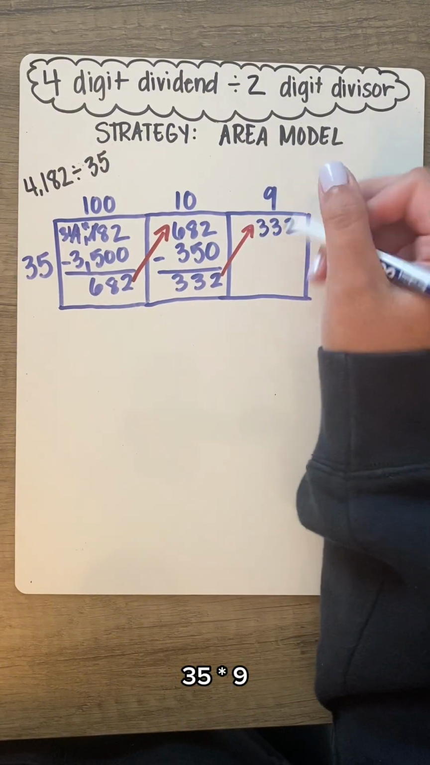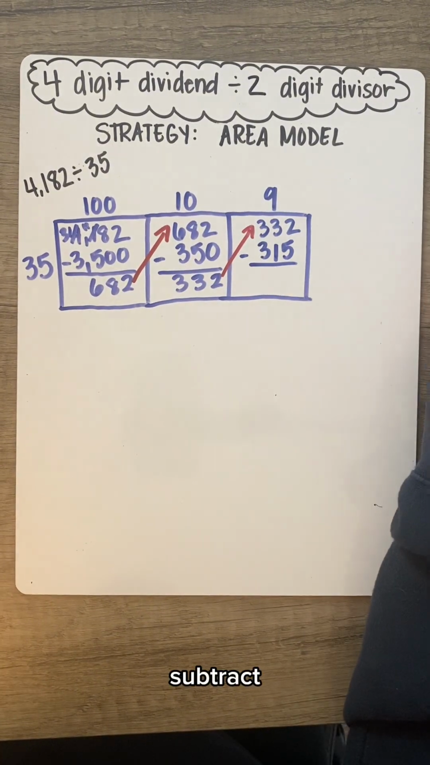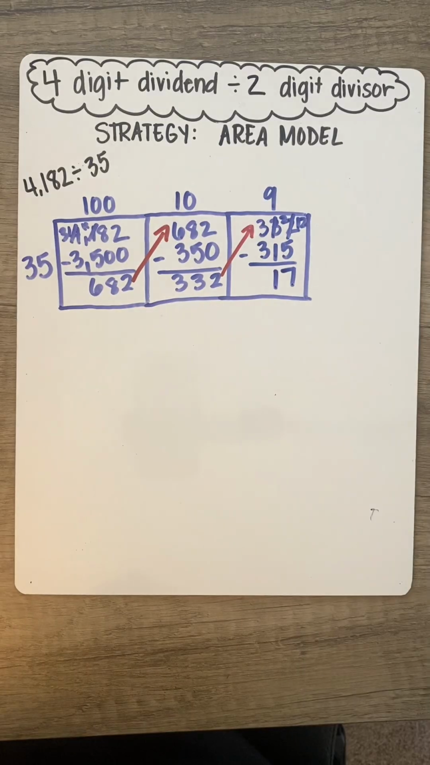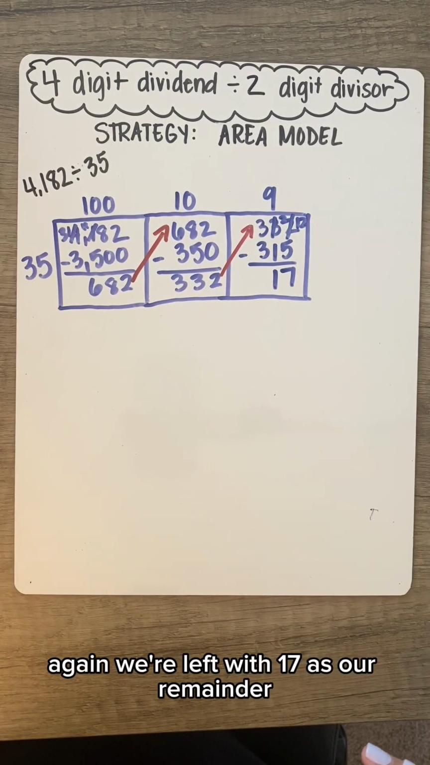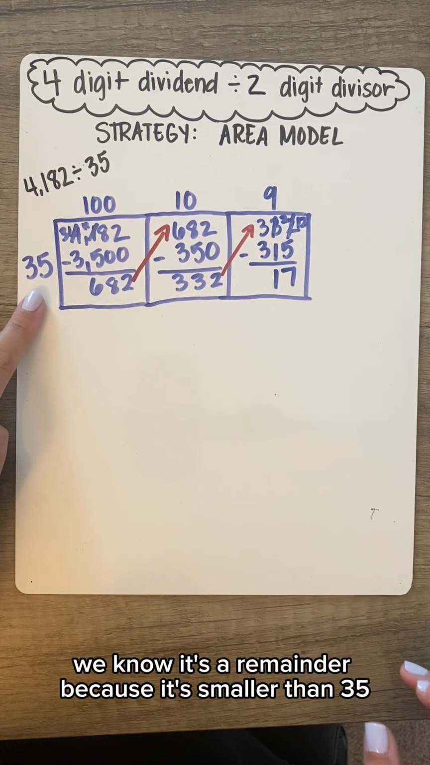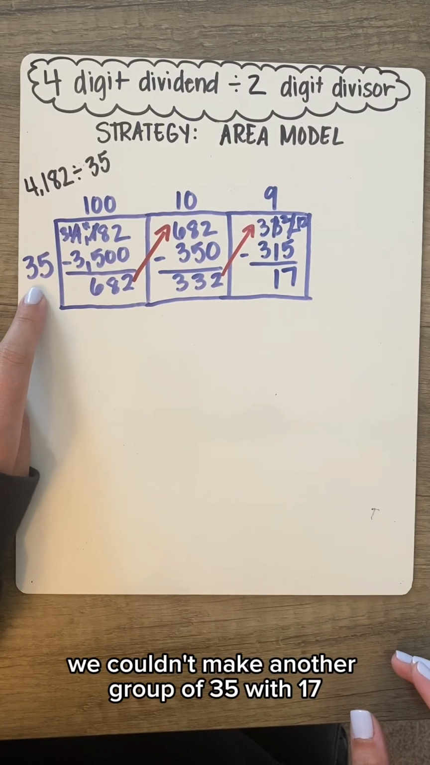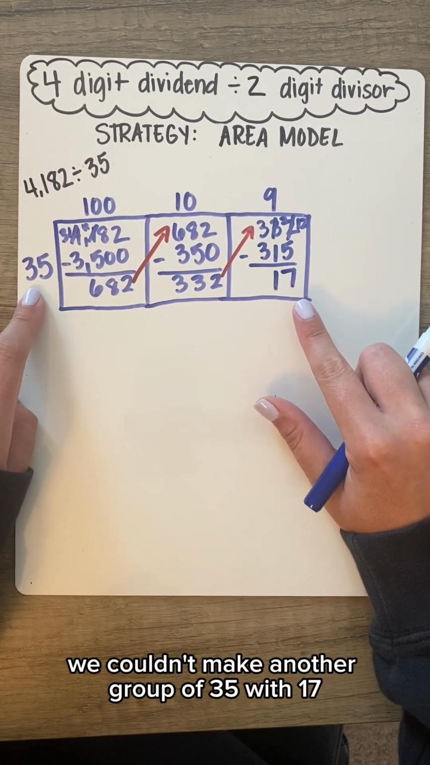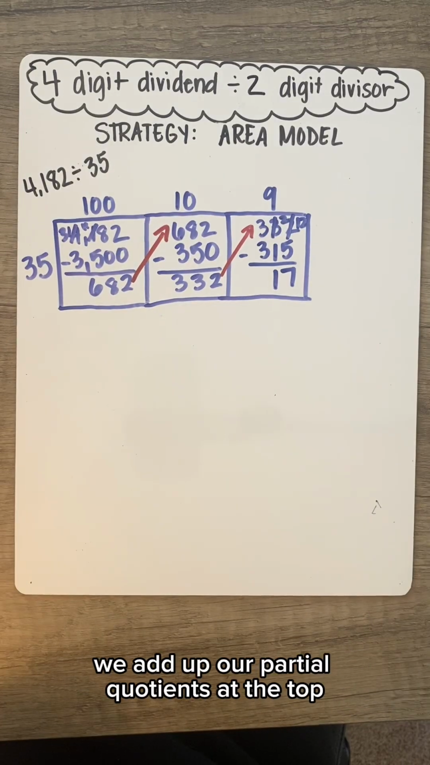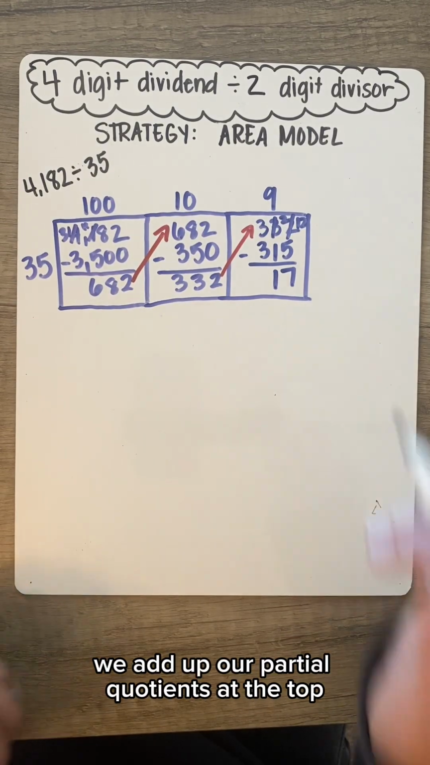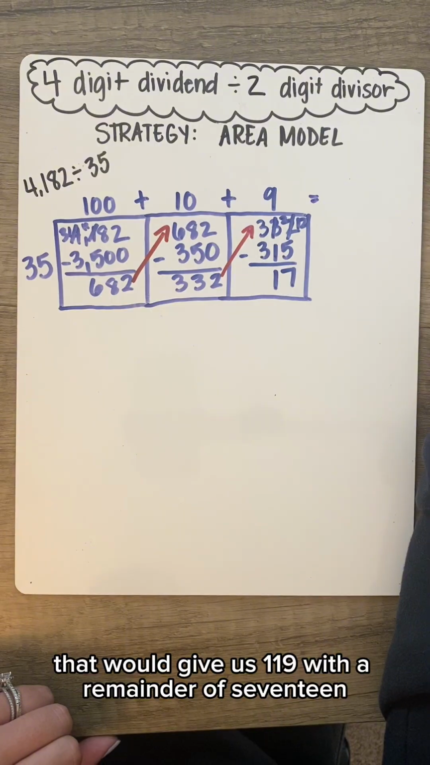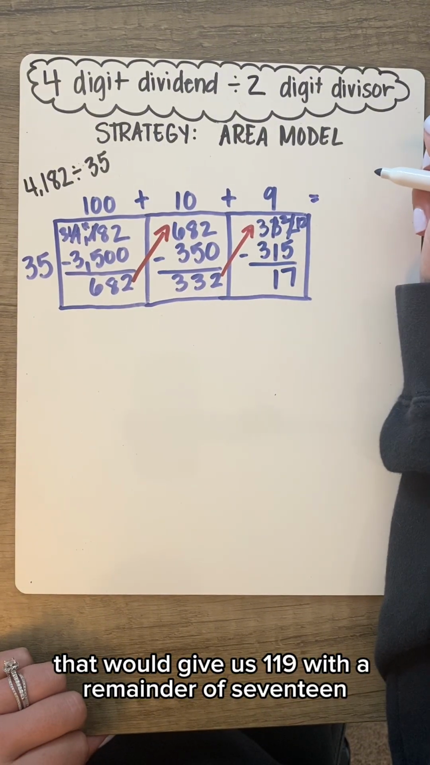35 times 9, subtract. Again, we're left with 17 as our remainder. We know it's a remainder because it's smaller than 35. We couldn't make another group of 35 with 17, so that means that we're done. We add up our partial quotients at the top. That would give us 119 with a remainder of 17.